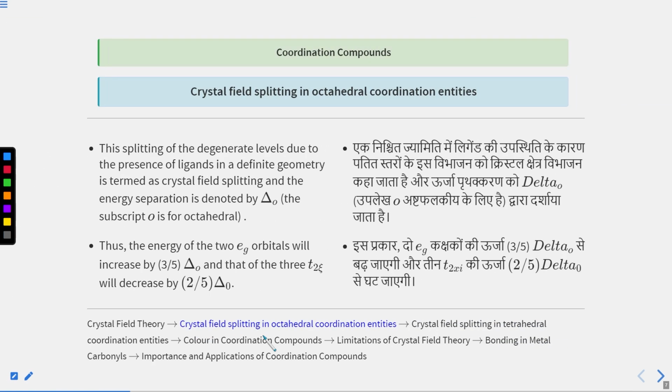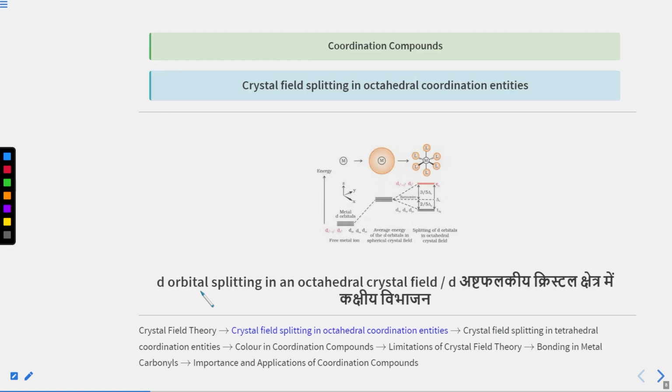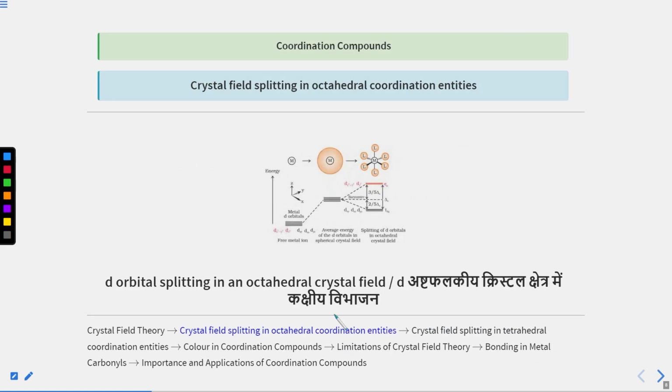Now, as they get split, there will be 2 sets of orbitals, and the difference between the 2 sets of orbitals is termed as delta O, where the O represents octahedral. If you talk about the upper orbitals, they are lifted up by an energy of 3/5 delta O, and 2/5 delta O is the downside. So we'll look at the picture and get a clearer idea. So this is our picture.